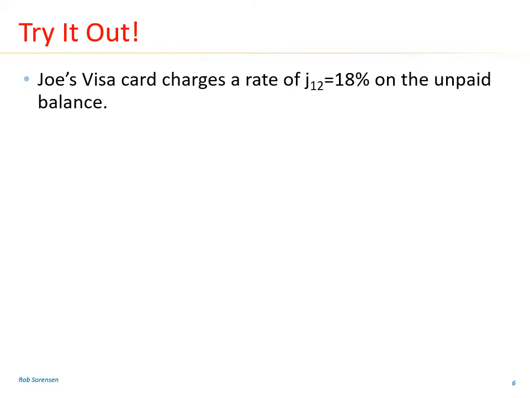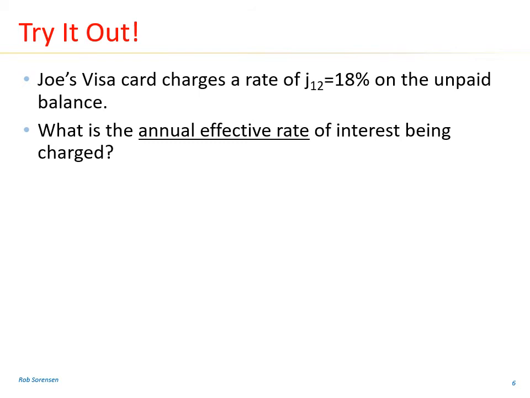Well, go ahead and work out the annual effective rate for this one. I'd suggest you hit pause right now. Should just take you a few minutes. And then when you're ready, come on back and I'll run through it with you so you can check your answer.